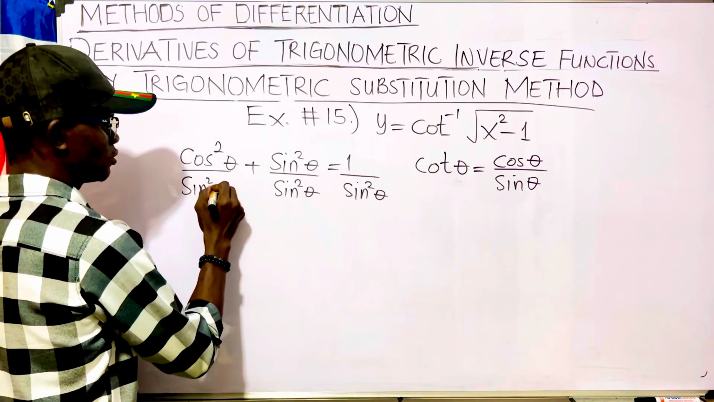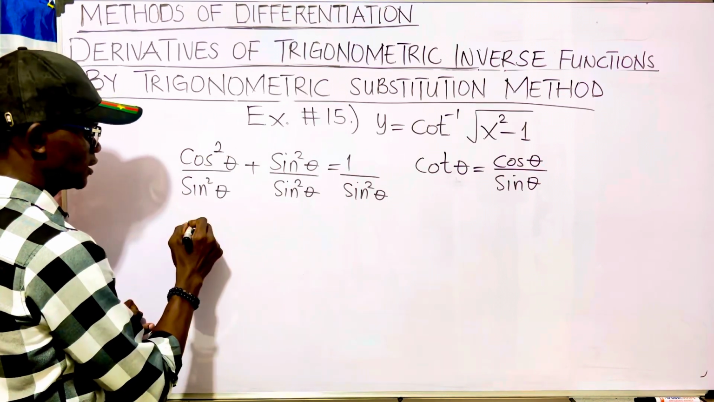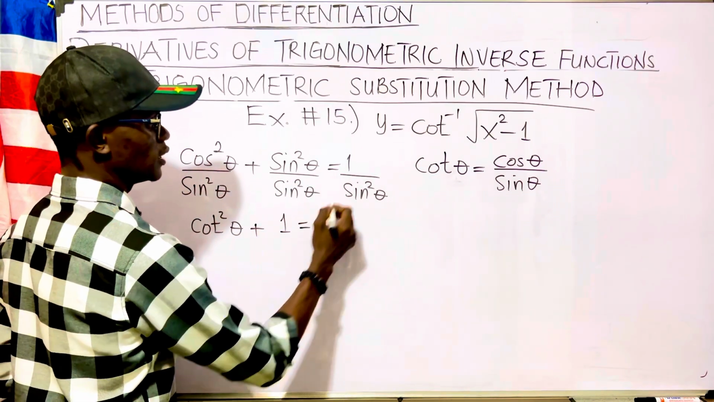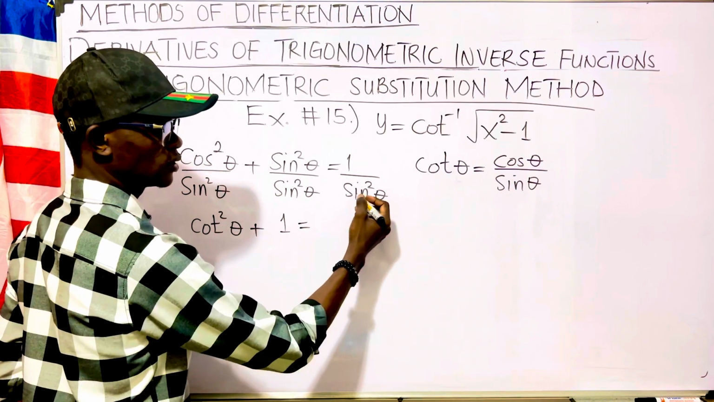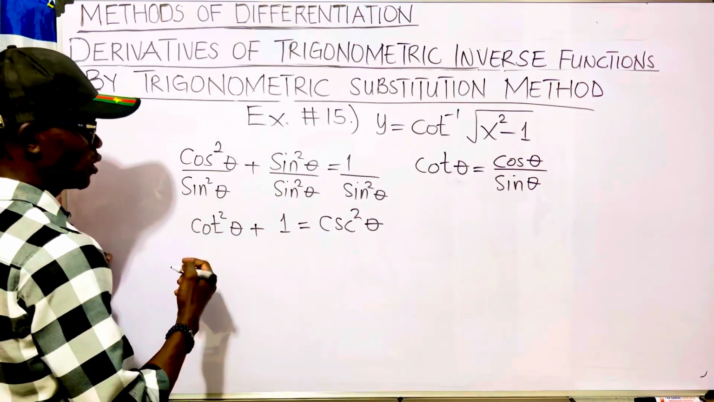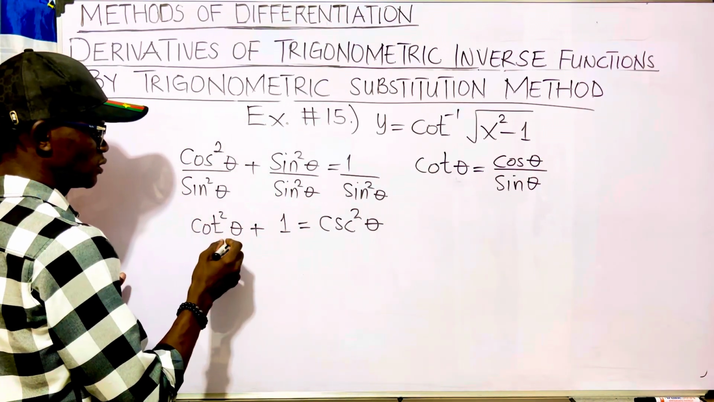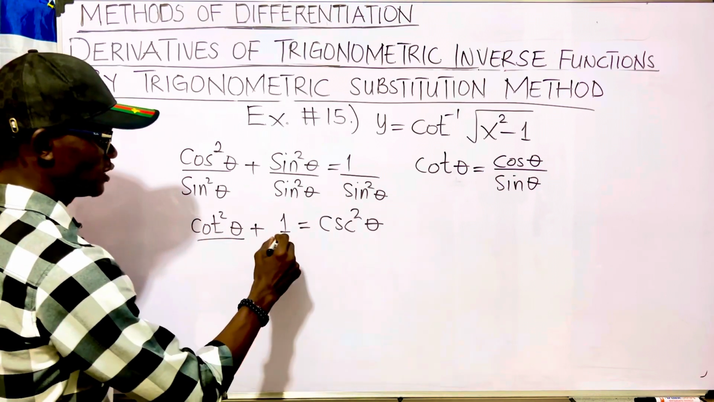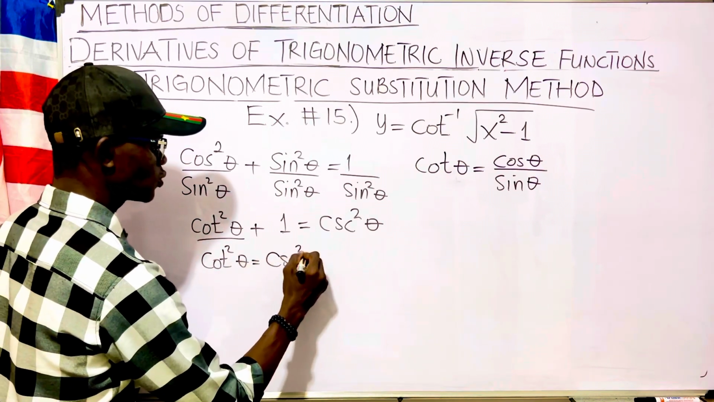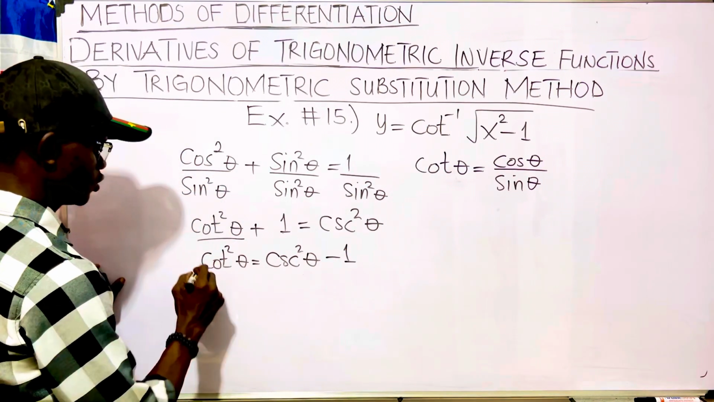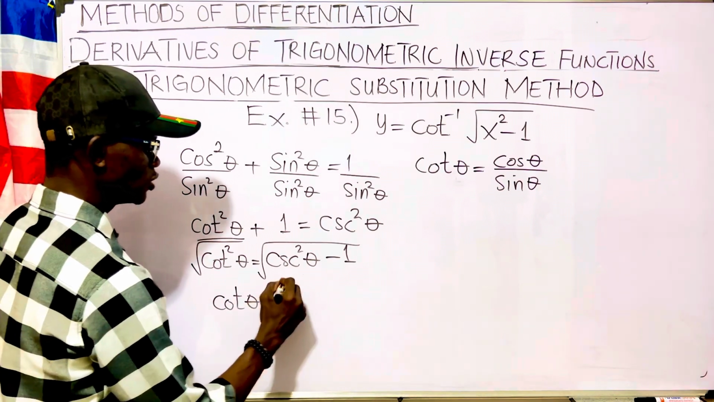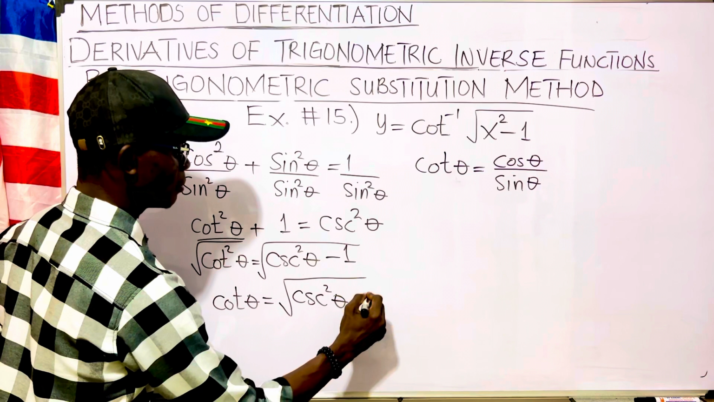So cos squared over sine squared is cot squared, plus 1 over sine squared theta, which is cosecant, or CSC squared theta. So we want to solve for this cot. What is cot? If we send this 1 across, cot squared theta becomes cosecant squared theta minus 1. So we take the square root on both sides. We will have cot of theta equals the square root of cosecant squared theta minus 1.